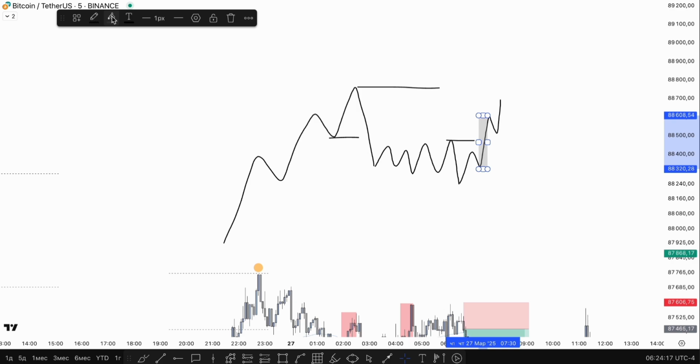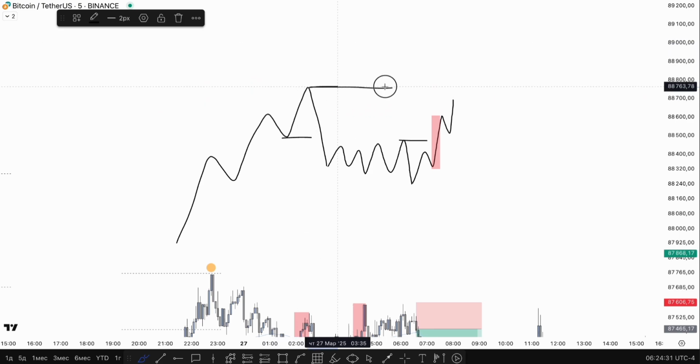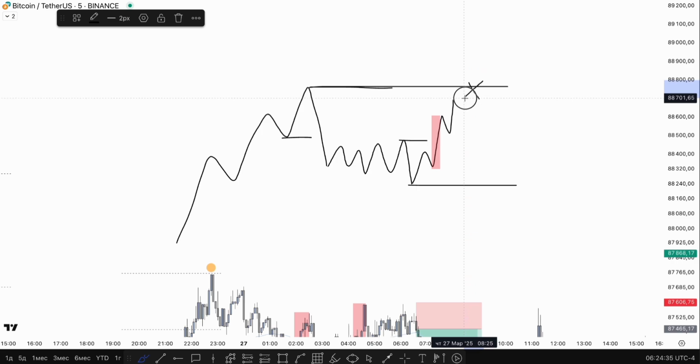It makes such bites, that is, impulsive movements in the wrong direction, to entice people to open transactions in the wrong direction. It is very important that you understand that we work in a certain range, from this maximum to this minimum. The price should not go beyond this maximum, in no case.